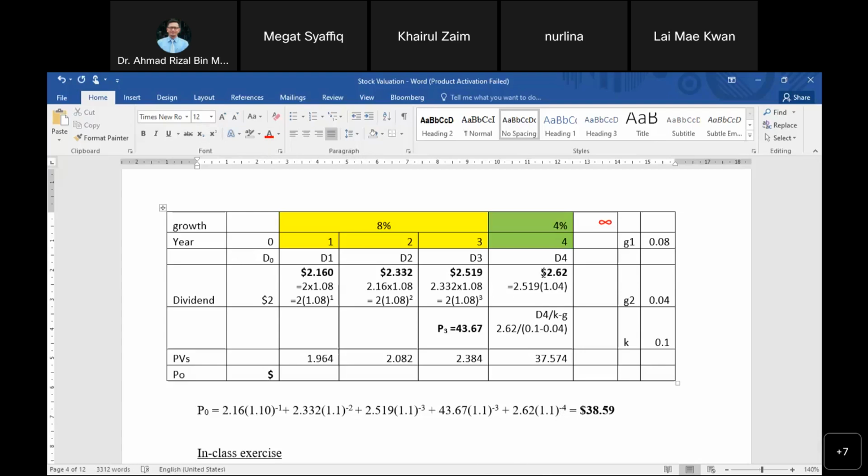Anyone? Whoever gets this correct, I will treat a Starbucks drink. I give only 10 to 15 seconds. Why didn't we include D4 here into the final calculation?